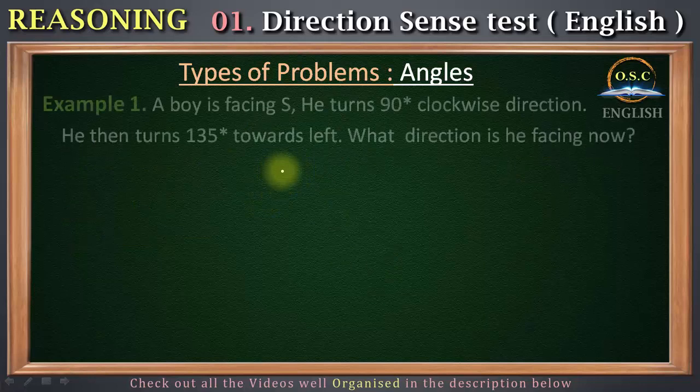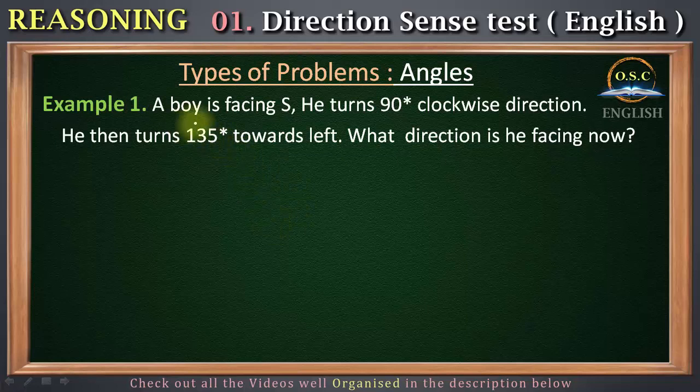First thing, let's have a look at example number 1. Now consider if a boy is facing south, he then turns 90 degrees clockwise, he then turns 135 degrees towards left. What direction is he facing now? First thing, we'll have to take a direction map over here.